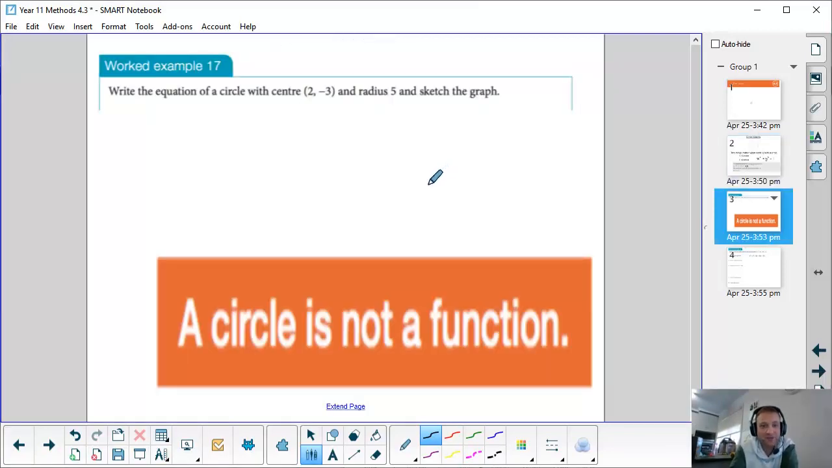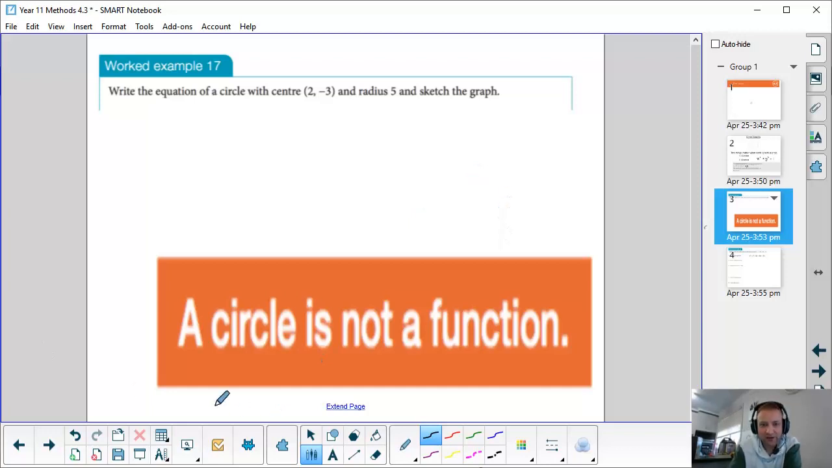So in this very small chapter on circles, most of the questions you'll see will look like this. The first thing you have to do is write the equation of this circle. They told you where the middle is, so it's across 2 in the positive direction and down at -3. It's got a radius of 5, so we're going to create the equation, then we're going to sketch the graph.